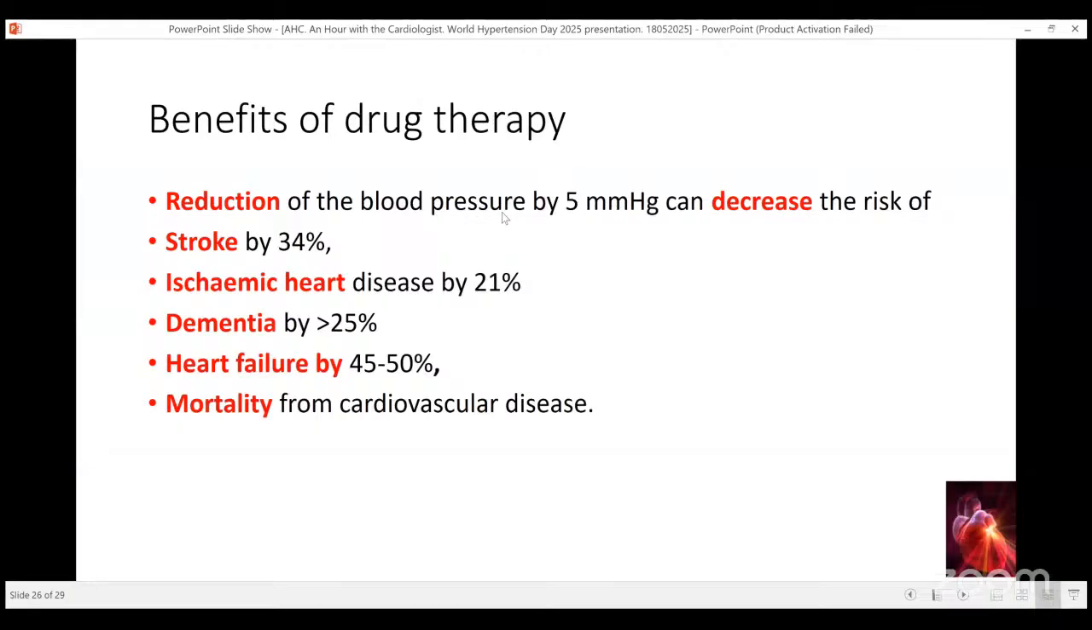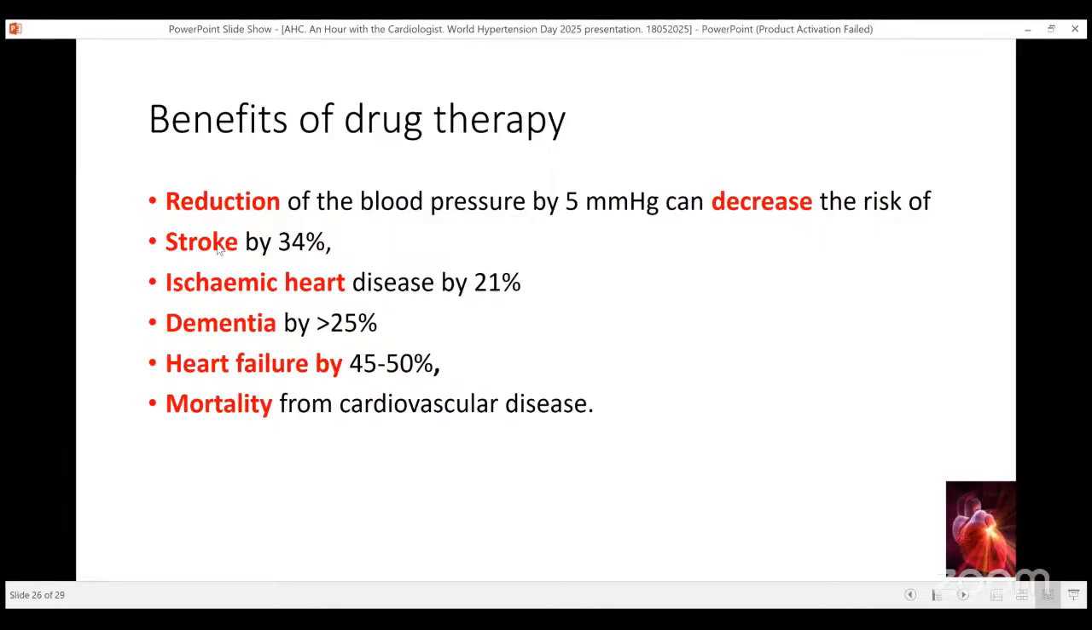Reduction of blood pressure by 5 millimeters of mercury can decrease the risk of stroke by 34%, decrease the risk of ischemic attack by 21%, decrease the risk of dementia by 25% and above, decrease the risk of heart failure by 45 to 50%, and decrease all-cause mortality and mortality from cardiovascular disease.